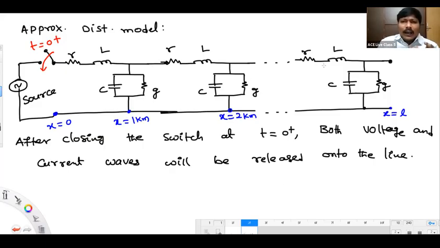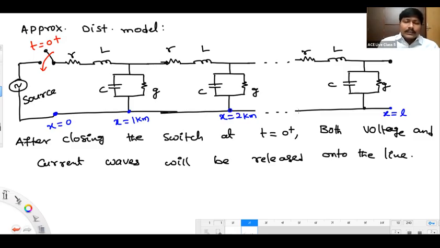The same model we drew in the steady state analysis, in the ABCD calculation, but there we showed x equals 0 at the receiving end side and x equals L at the sending end side. But here we are starting our analysis from the sending end side. So I am showing x equals 0 at the sending end side, and towards the receiving end side it will be x equals L.